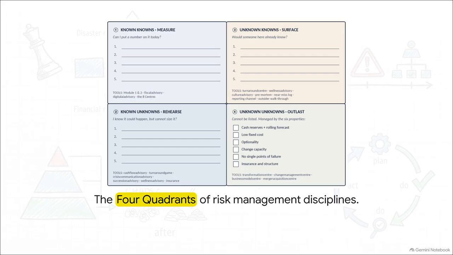Then you've got Quadrant 3, the unknown knowns. Honestly, this is the danger zone. The organization itself knows about the issue, but management doesn't. You know, the crane has been making a weird noise since Tuesday, but nobody told the boss. Here, you absolutely must surface it. And finally, Quadrant 4, the unknown unknowns. These are the totally unpredictable black swans, like a sudden global pandemic. You literally can't list them, so you build capacity to outlast them.